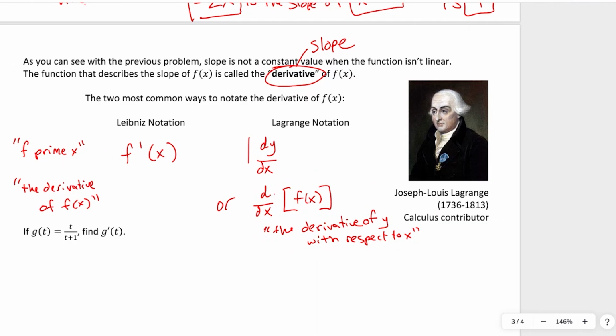Nah, you're not thinking about that at all. His notation looked like this: y with a little dot. I'll have to look into why we don't use that anymore, but just a little fun fact. That's Newton's notation, but we're not going to use that.